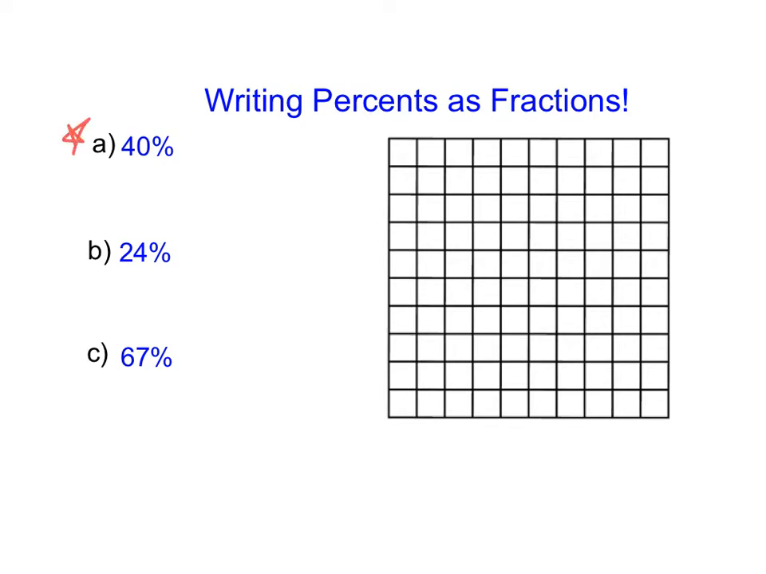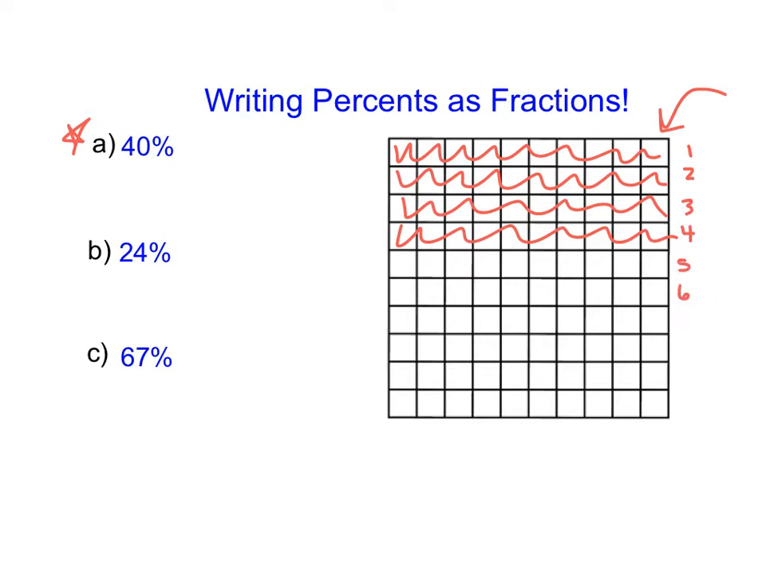What we can do with percents is represent them in this 100 box grid. If we color in 40% of this grid, this first line represents 10 boxes, 20 boxes, 30 boxes, and 40 boxes. You can see we have a total of 10 different rows here. We know for a fact that we've colored in 40% of this block because we've colored in 4 rows of 10, which is 40 blocks out of 100.